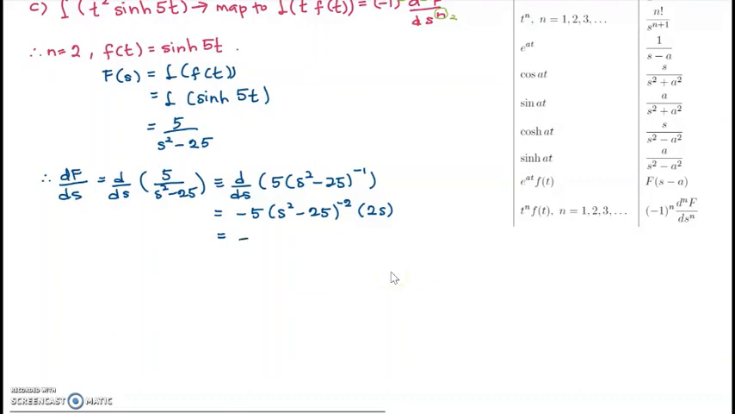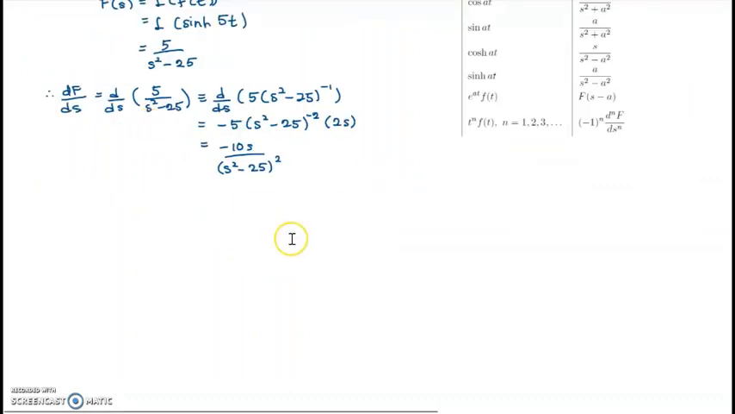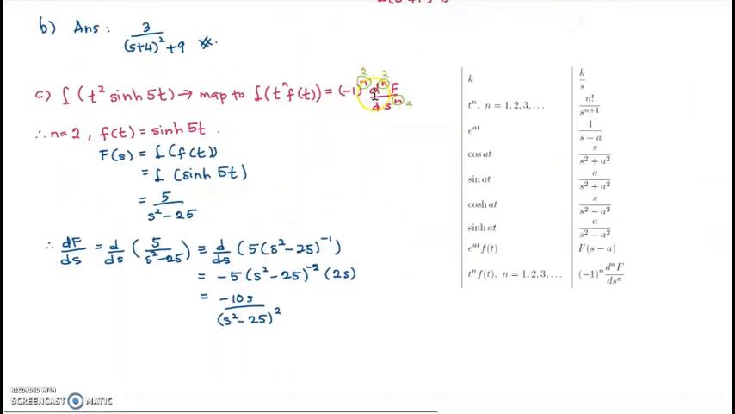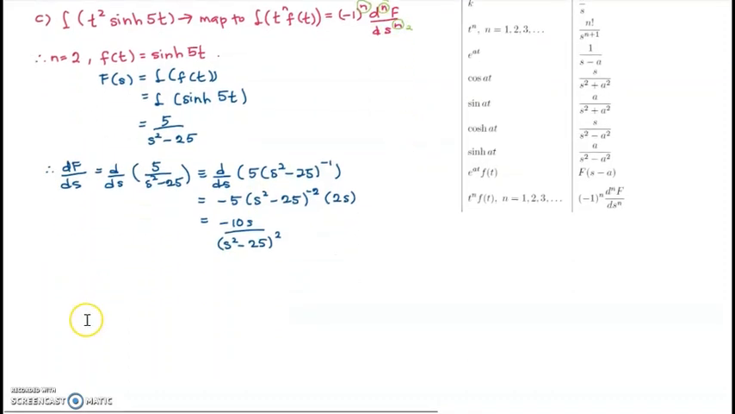If we put it back in terms of a fraction, then we have −10s at the top, and (s² − 25)² at the bottom. What we want to have is d²F/ds², which means we need to do one more round of the differentiation process.